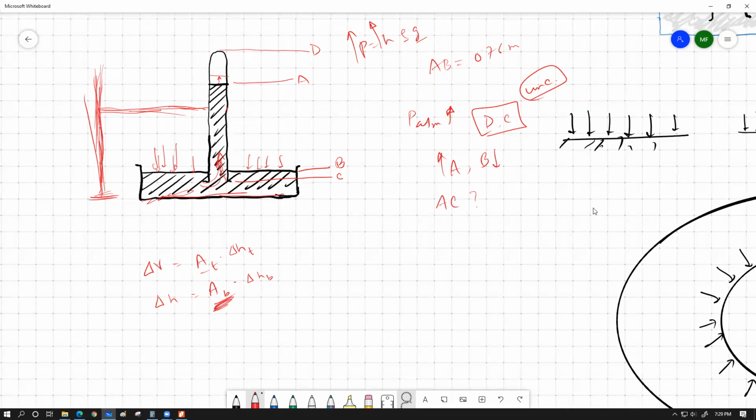Okay, have a look. What I just discussed is that level D and level C remain unchanged, right? And if atmospheric pressure goes up, level A rises and level B drops. So I'm asking you, what happens to the length of AC? I mean, if you measure by ruler the height difference between the C level and the A level, what happens to that length? So it will increase. Precisely. That's exactly what I wanted to hear.